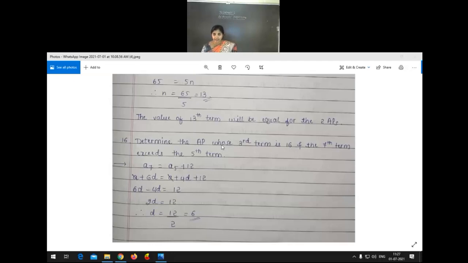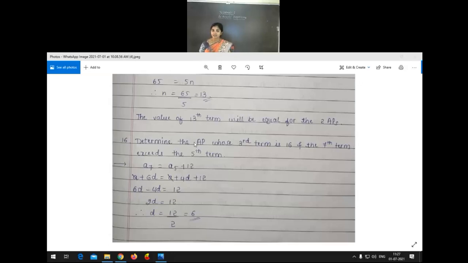Determine the AP whose third term is 16. Third term is given, that is A3 is given. And the seventh term exceeds the fifth term. Here the question has not ended, no? So, exceeds the fifth term by 12. You just take it as 12, okay?